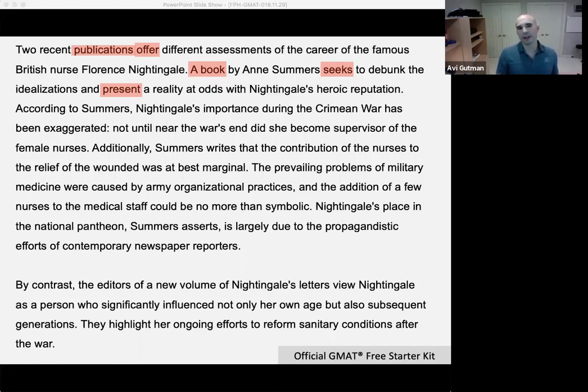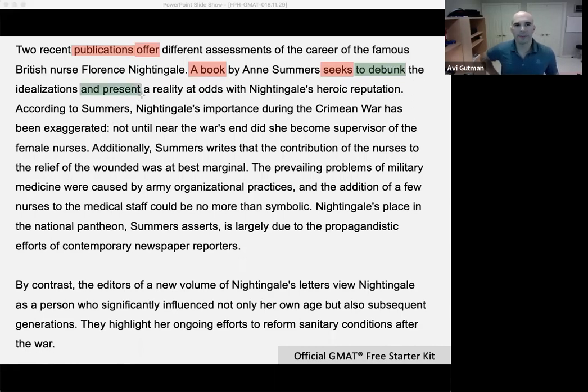Can I get some reactions from all of you to this idea of combining seeks and present? Are these two verbs just two items in a list of things or not? What do you think? That's right. You guys are good. So the present goes together with debunk. That's the parallelism here. So seeks to do two things, to debunk and present.